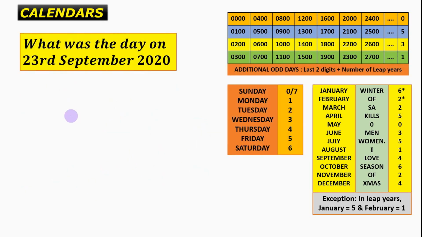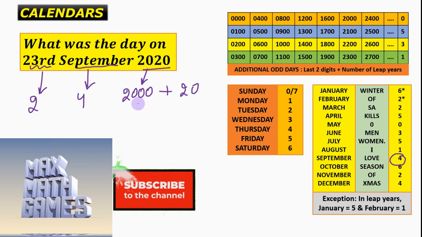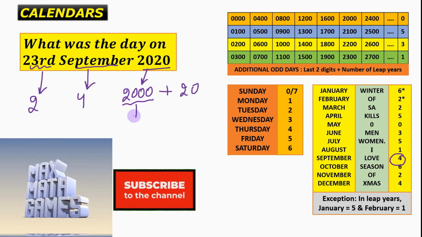Now we have, what was the day on 23rd September 2020? Okay. So 23rd when divided by 7, it leaves a remainder of 2. September is over here, and September is 4. 2020 can be written as 2000 plus 20. Now 2000 is divisible by 400, so this will give us 0 odd days.